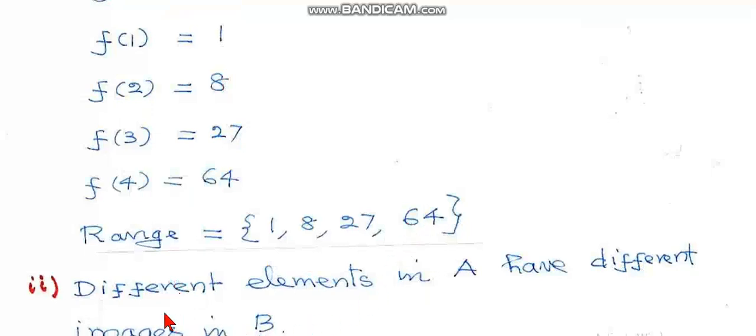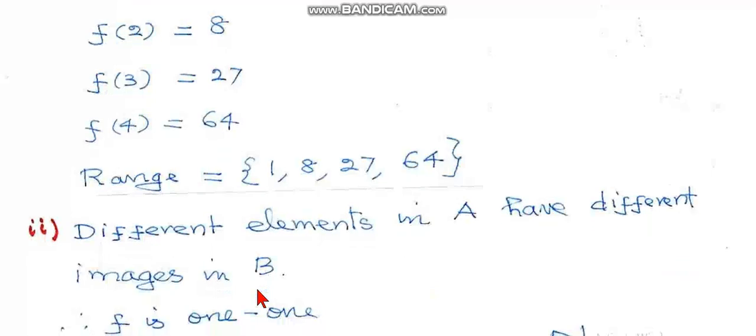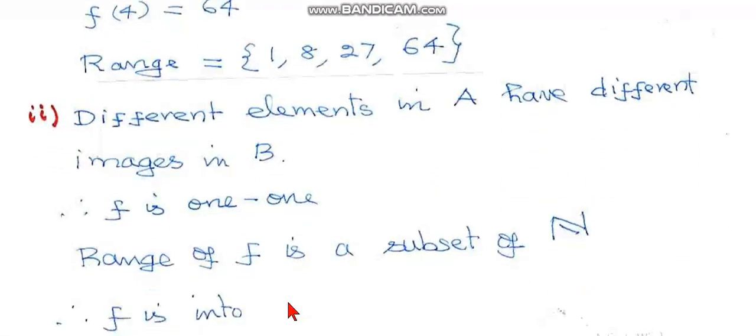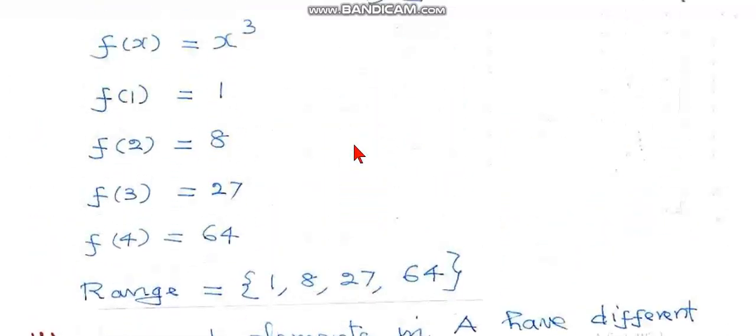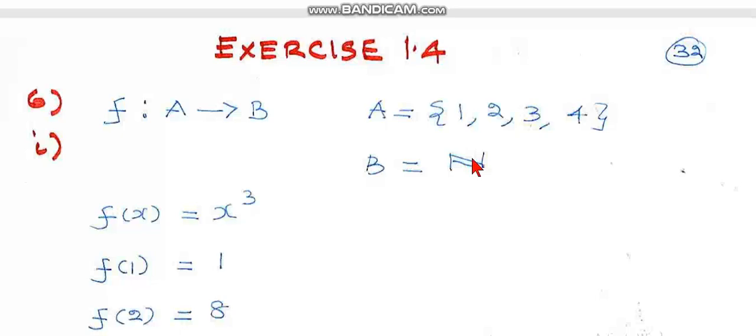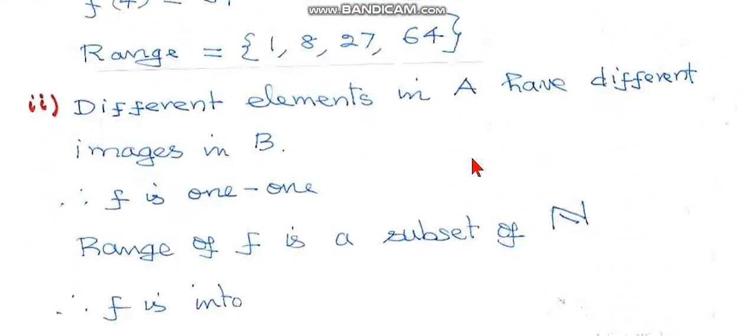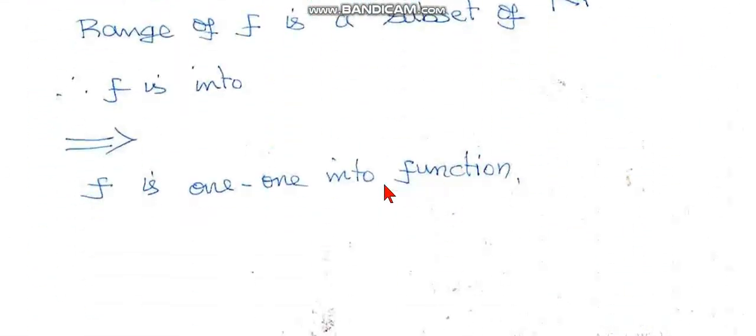Now subdivision 2. Identify the type of the function. We have to find what type of function it is. Different elements in A have different images in B. Therefore f is 1-1. Range of f is a subset of N. That means what? It is an into function.